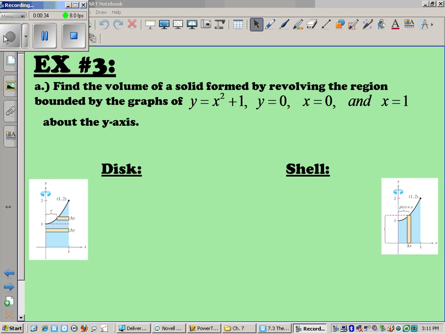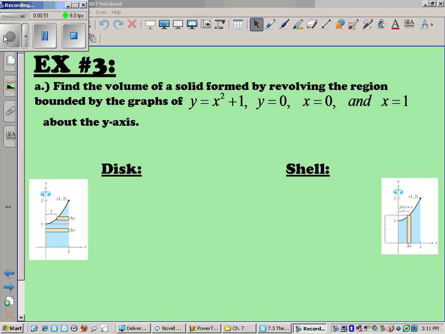And so on this one, they give you a picture. Again, they're not always going to give you a picture, though. So if you aren't given a picture, I suggest, and on your test you are required, to draw me a sketch of the graph, so you can see what it looks like. I'm going to do it both ways so we can compare.